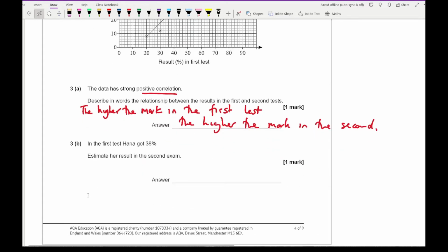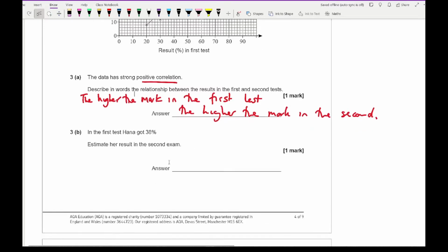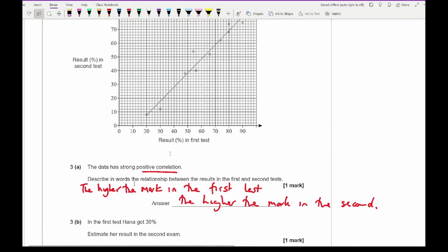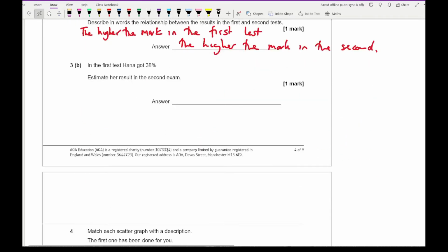It then says for B, in her first test, Hannah got 38%. Use the graph to estimate her result in the second exam. So for this, we want to find 38 here, which is the one box before 40. And then with that, you then want to project across to this number here. And I make that out to be about 26.